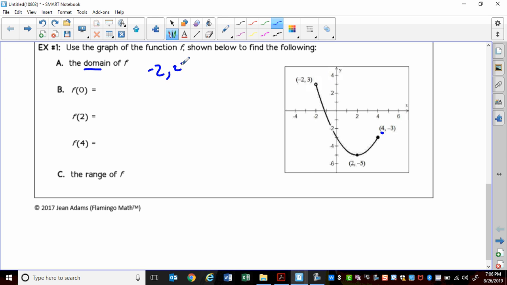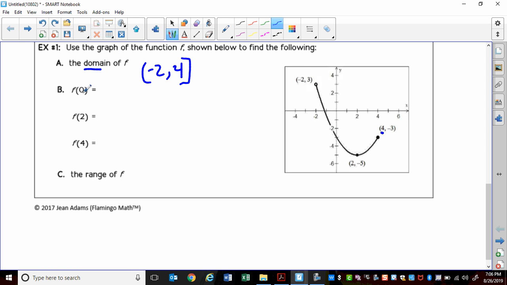So -2 to 4. Now I want you guys to take a look at these circles. The -2 is an open circle. That means I cannot include -2, but 4 is a closed circle. I can include 4. So I'm going to use a bracket for closed if I can include it, and then a parentheses if I cannot.